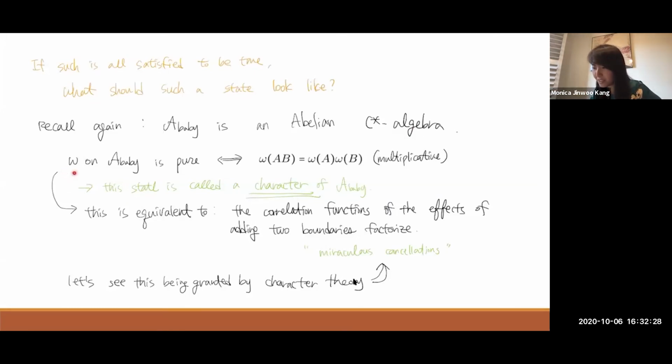And this purity condition is then equivalent to saying that the correlation functions of the effects of adding two boundaries actually factorize. This is, in fact, what McNamara-Vafa and Marolf-Maxfield looked into, and they argued that this requires miraculous cancellations of contributions of different topologies in the bulk. That's coming from the analysis of the character theory. Let's see, this is just being granted to be true, meaning we will just grant that this happens.